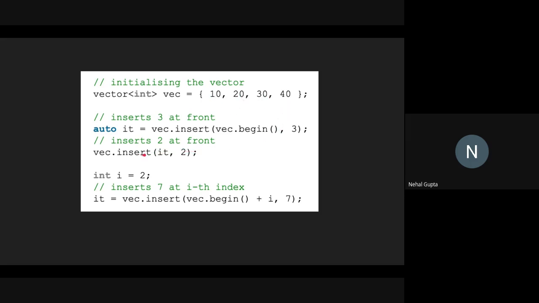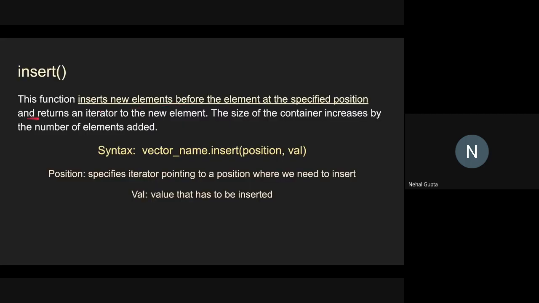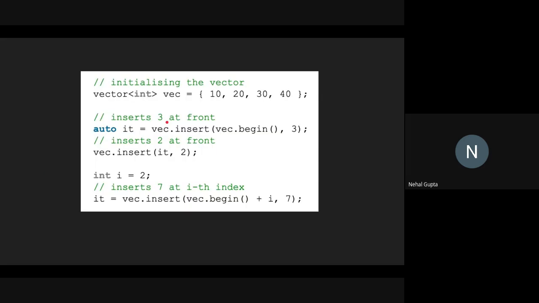And now we want to insert 2 at the front. So we have two choices. We can write vector.begin again, or we can just pass this iterator here, because now the iterator points to 3, right? As we saw, it returns an iterator to the new element. The new element was 3. 3 got inserted at the beginning, so this iterator is pointing to 3, and we can simply pass it here. Or, if you don't want all this headache of passing an iterator, you can just write vector.begin if you want to insert at the front.